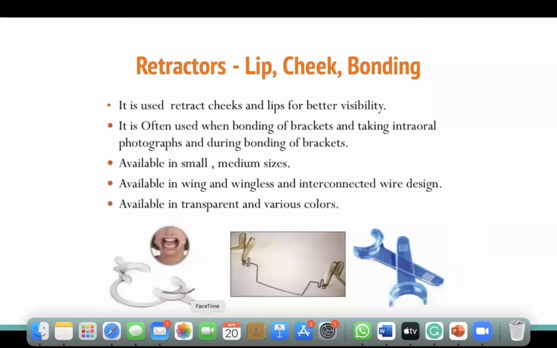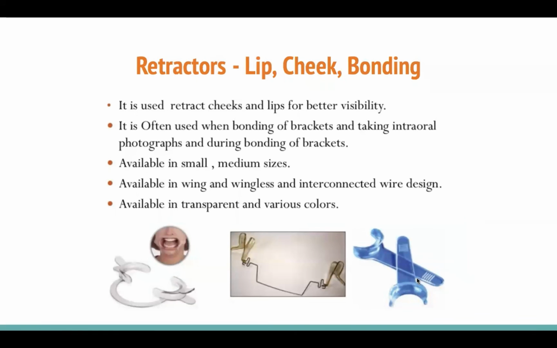Then coming to the retractors, we need 3 types of retractors. We need a lip retractor to take the occlusal pictures in photographs. We need cheek retractors like this to take the side view pictures. And then we need a bonding retractor like this or this. They both are bonding retractors to help us put the braces. So these retractors are used for better visibility. It is often used when bonding brackets and taking photographs.